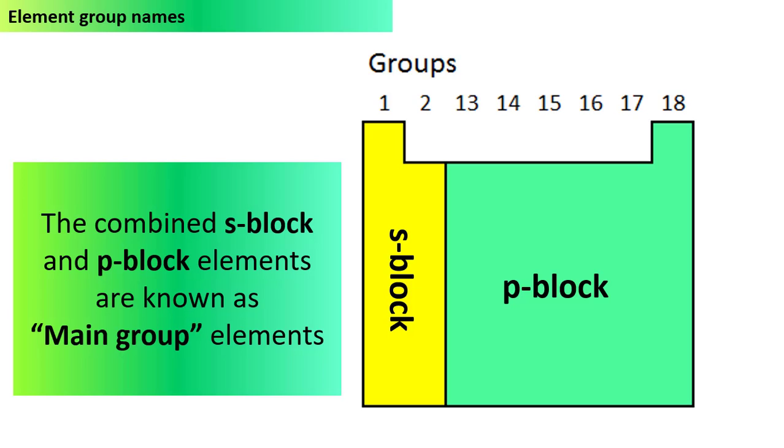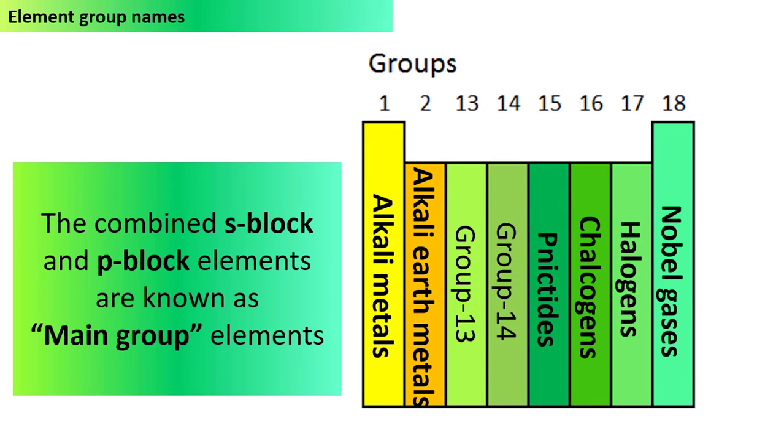Just as group 1 and group 2 in the S block have specific collective names for all the members, so do some of the groups in the P block. The last column, group 18, are known as the noble gases. They used to be called the inert gases, but it turns out that they're not always so completely inert.